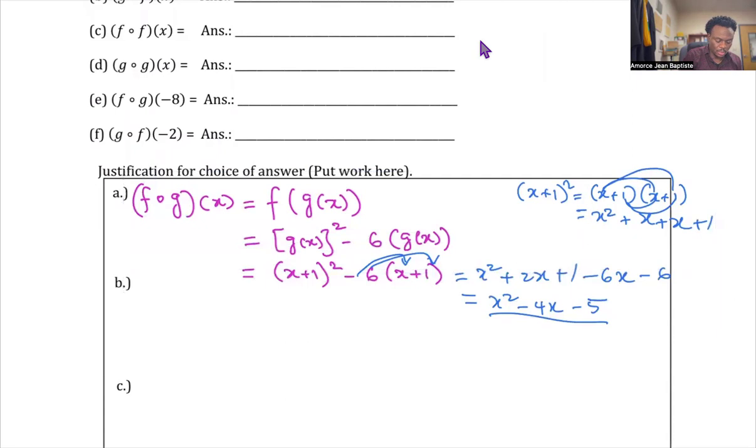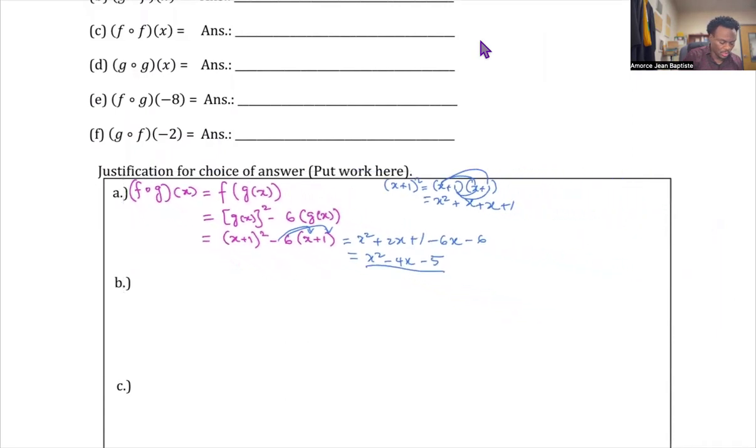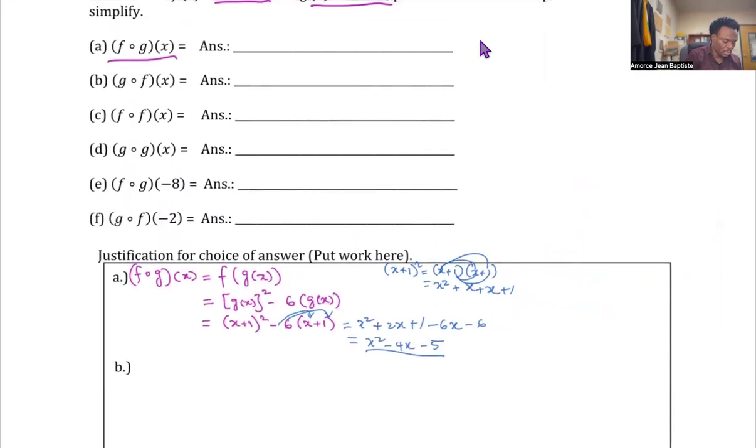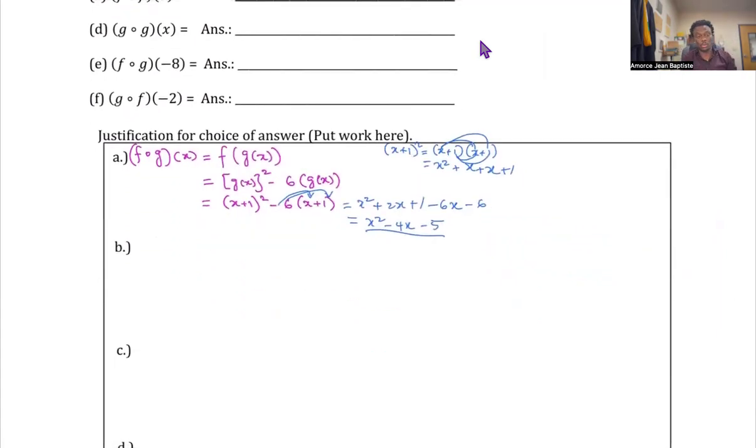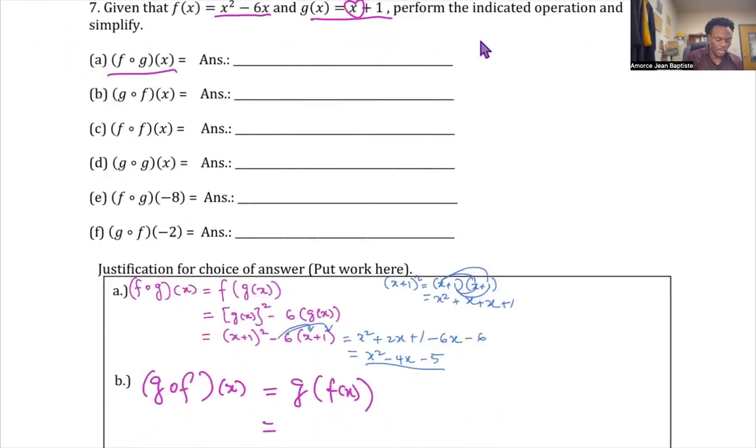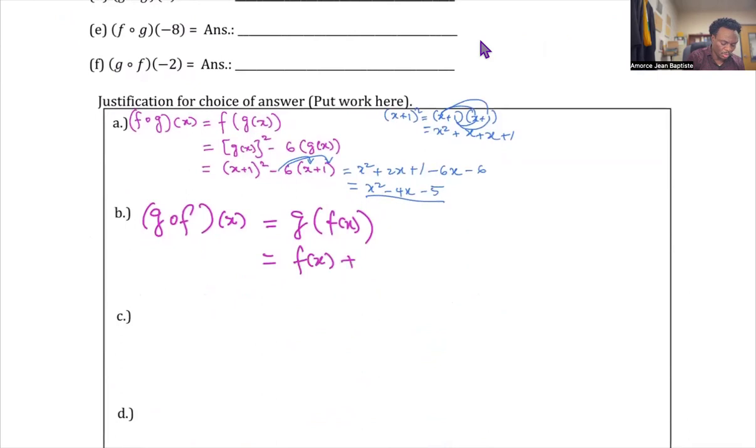The next question is to find g composition f of x. It's the same thing that we did, but backwards. G composition f of x is g replacing f of x in it. That means every time I see x in g of x, I put f of x. G of x was x plus 1, so that would be f of x plus 1.